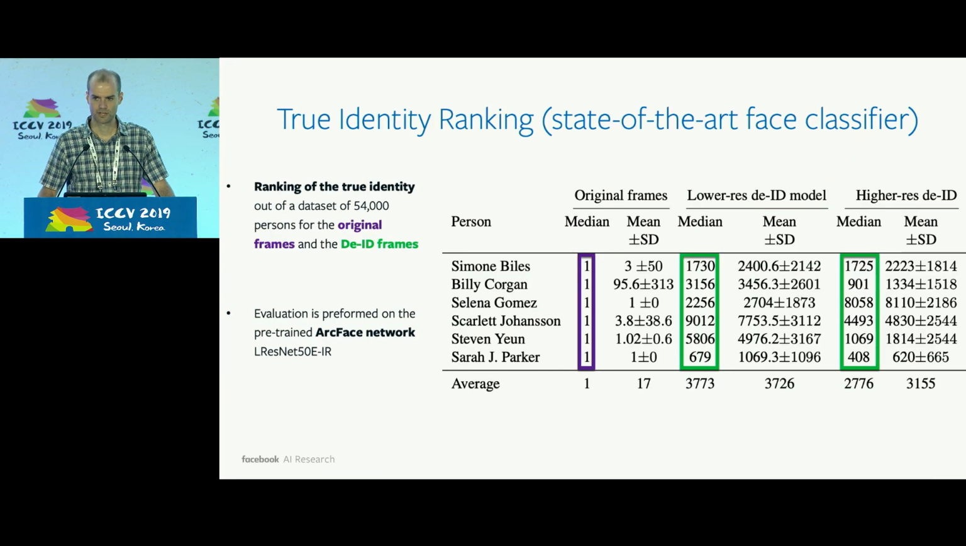We applied a state-of-the-art face recognition system on the de-identified faces in a ranking experiment. Identification is performed out of the 54,000 people in the ArcFace verification set. The table reports the ranking of the true identity as perceived by the face recognition system. The ranking of the true person in the original video shows an excellent recognition capability, correctly classifying most of the frames as the top one result, as seen in purple. For the de-identified frames, despite the large similarity to the original ones, the rank is typically in the thousands, as seen in green.